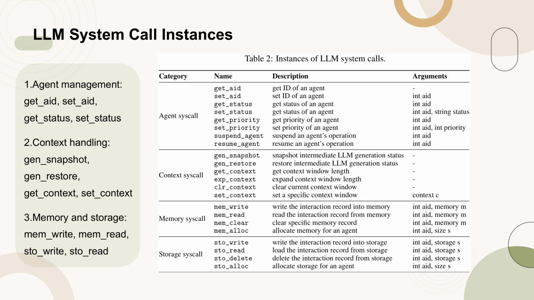Table 2 provides a detailed list of LLM system calls, categorizing them into agent management, context handling, and memory and storage operations. Each call is described with its name, brief description, and arguments, offering a comprehensive view of the basic functions available within the LLM kernel. This table serves as a reference for understanding the foundational operations that support complex agent requests in the AIOS ecosystem.